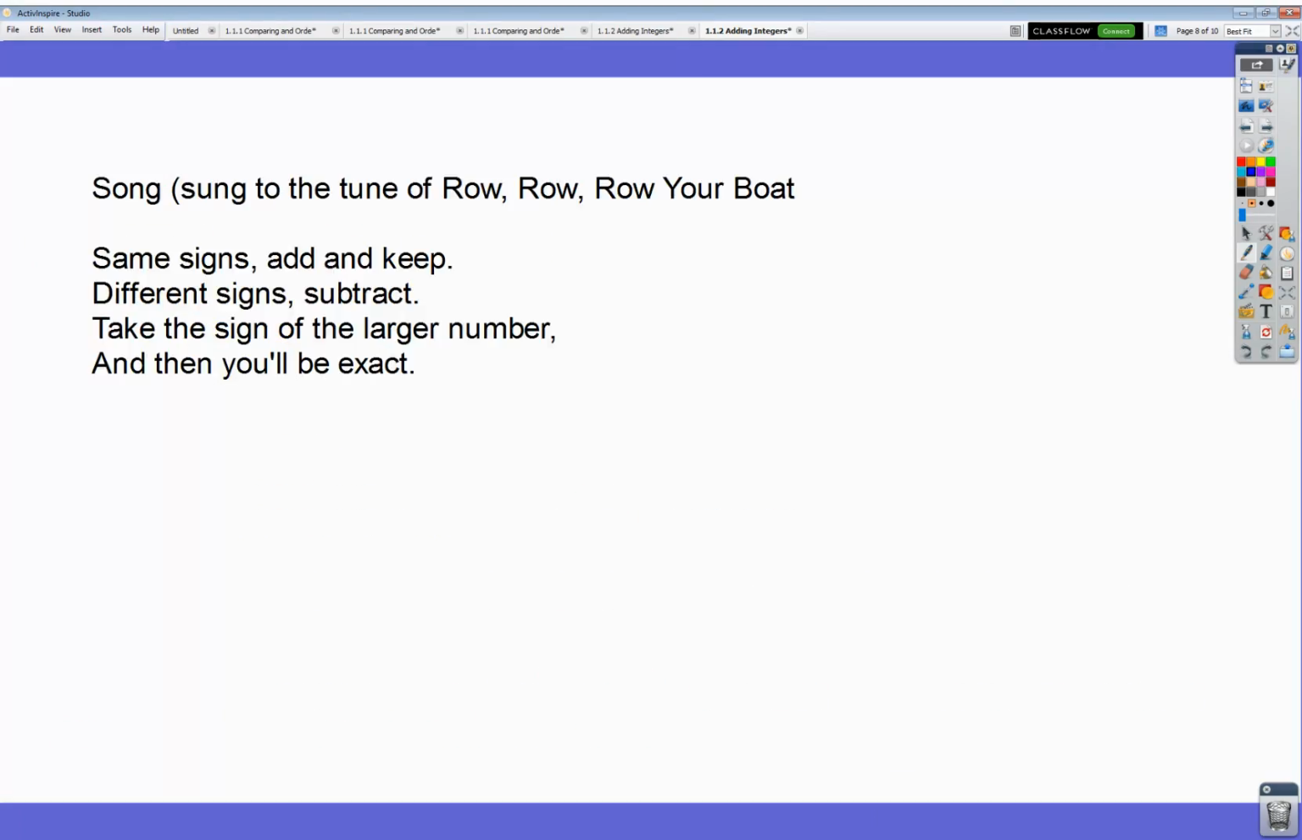Okay, there's a song that I would like to share with you to help you keep track of what you should do, what the rules are. It's a little simpler than the rules.